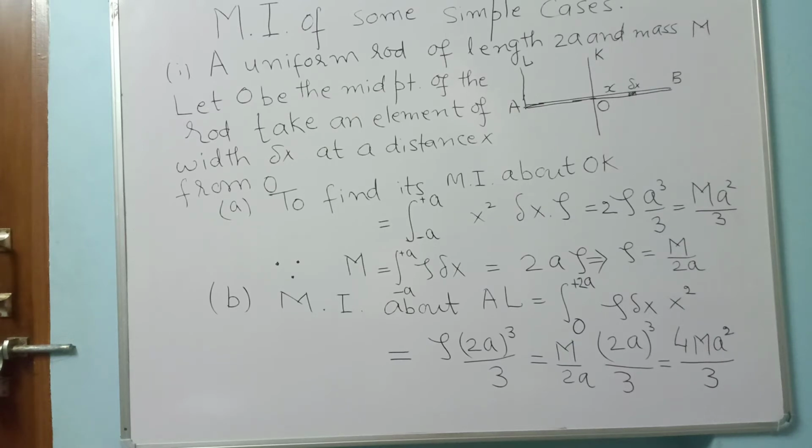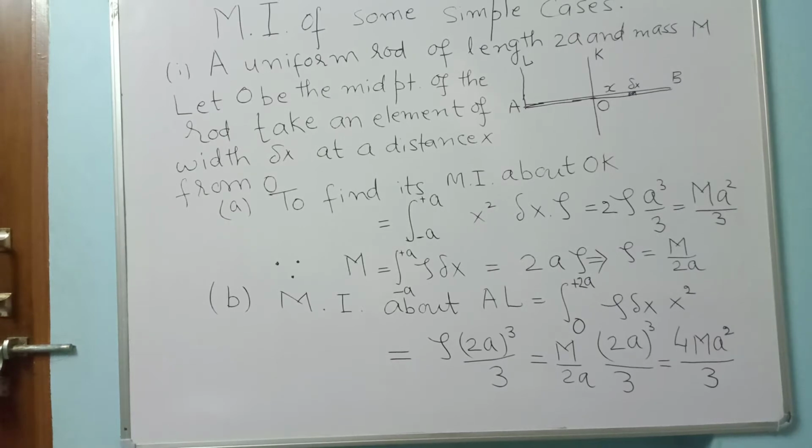So what you have to do? In the above equation, you have to substitute the value of rho as M divided by 2a. So we have finished the first case, that is, we have found the moment of inertia of a simple uniform rod about an axis passing through its center and perpendicular to it, and it is coming as capital M a square divided by 3. I hope this will be clear to all of you.